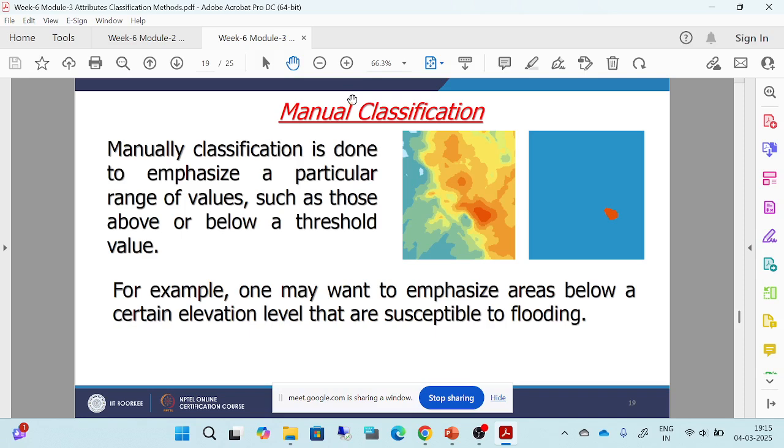Unlike other classifications, which are dependent on the statistical aspect or the mathematical aspect, here the user is defining: okay, I know that below 2000 meter the risk of flooding is more, so it's better that I identify the regions which are above 2000 meter for ease of people evacuation during the time of a flood or something like that. So through this manual classification, our ultimate aim is to emphasize the areas below certain elevation levels that are susceptible to flooding, or which are safe to take people away from such areas.